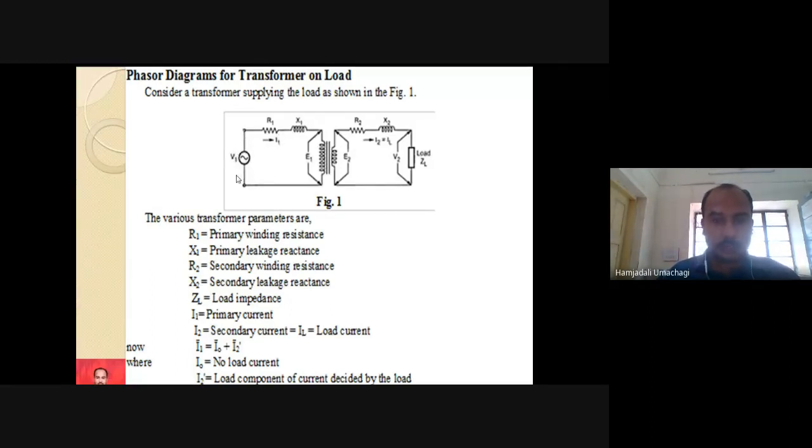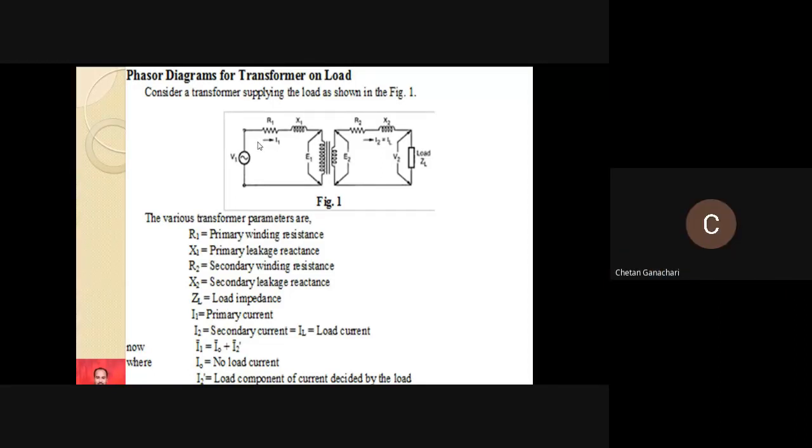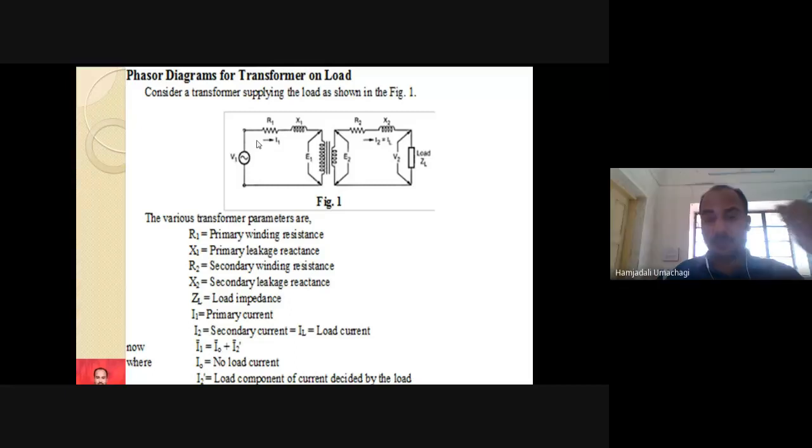So this is my input supply voltage, primary voltage V1. Can you hear my voice, all of you? Yes, sir. Okay, fine. So you need to draw the circuit diagram first and represent all the electrical elements. So this is the primary voltage V1, then primary winding resistance R1, primary reactance X1, primary current I1, and here one magnetizing branch is absent.